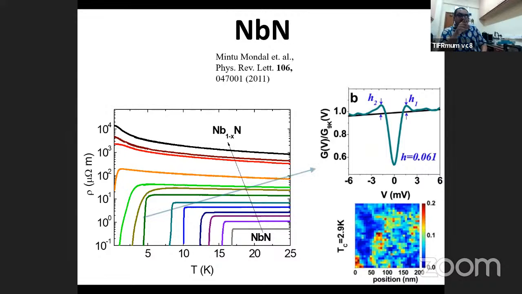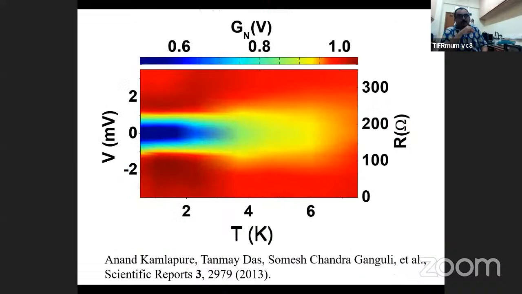You increase the defect, and you see that Tc is gradually decreasing as you have more and more disorder. Your normal state resistivity is increasing as expected. Tc decreases, and then at some point Tc becomes too low to measure. For our lab, the lowest temperature that we can measure is 0.3 Kelvin, 300 millikelvin, so it becomes lower than that.